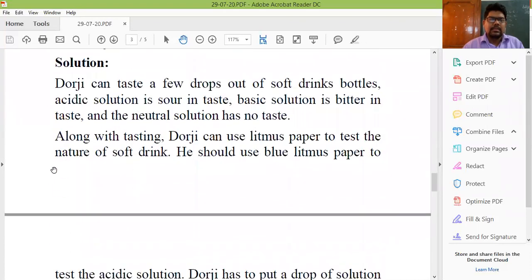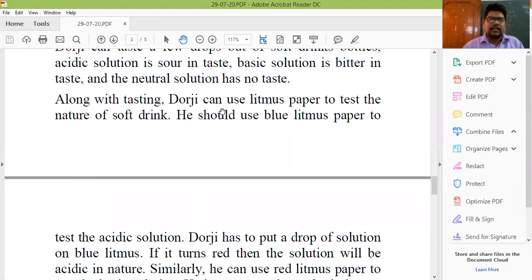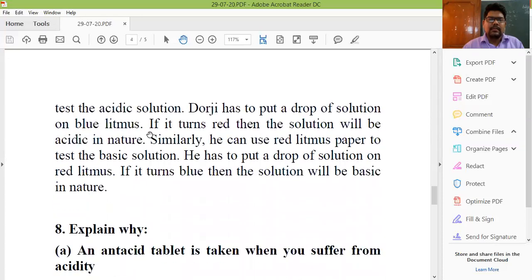Solution. See the answer. Dorji can taste a few drops out of the soft drink bottles. Acidic solution is sour in taste, basic is bitter in taste, and neutral solution has no taste. Along with tasting, Dorji can use litmus paper to test the nature of the soft drink, and he should use blue litmus paper to test the acidic solution. Dorji has to put a drop of solution on blue litmus. If it turns red, then the solution will be acidic in nature.